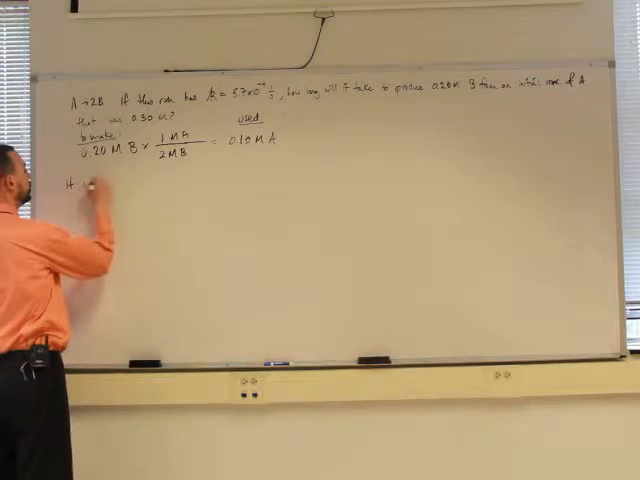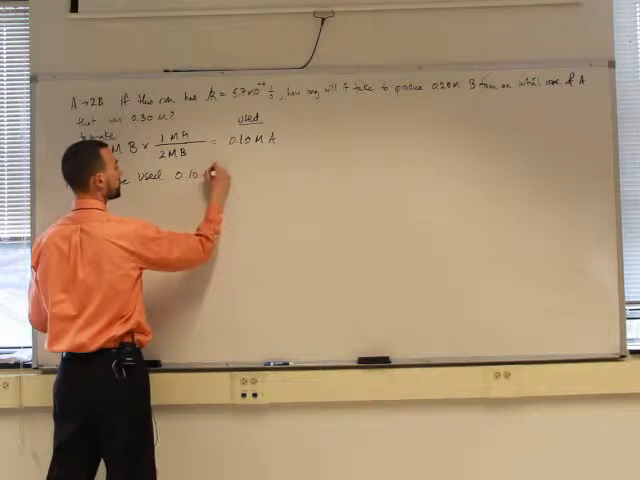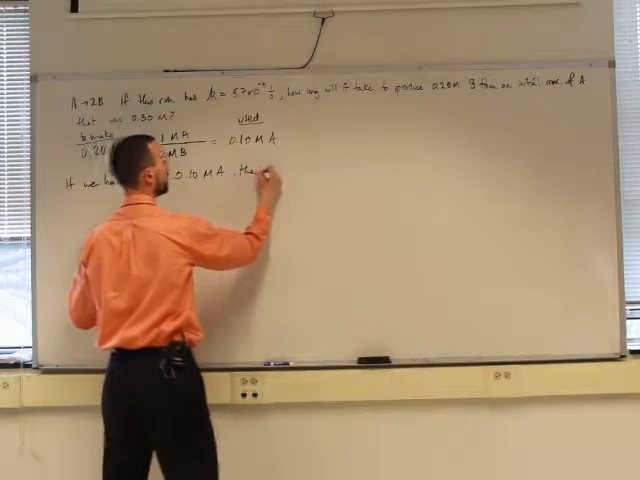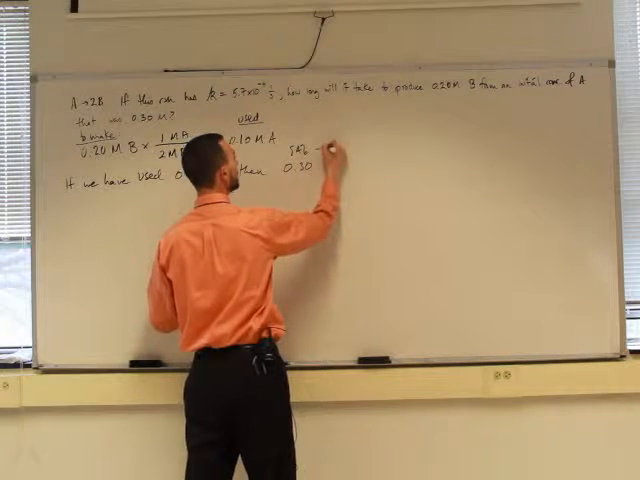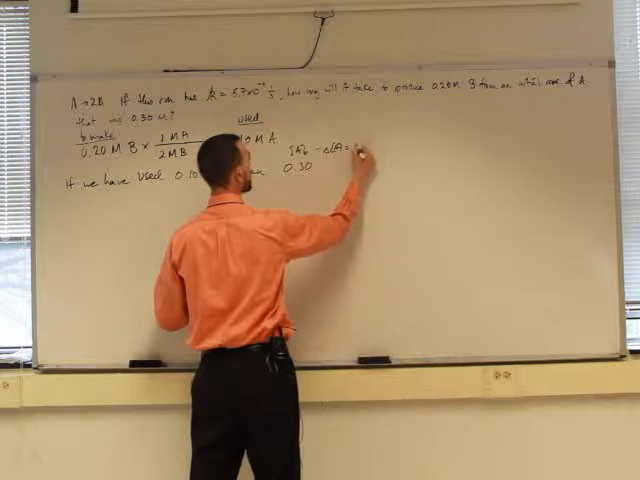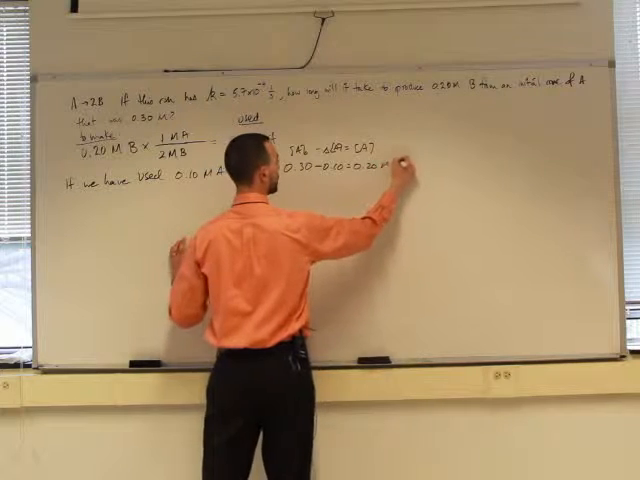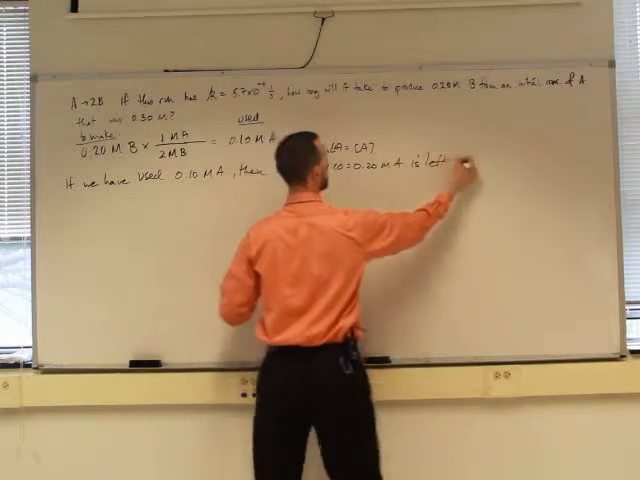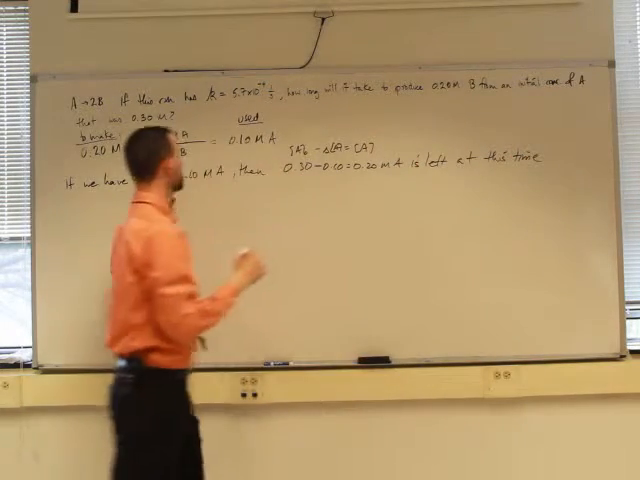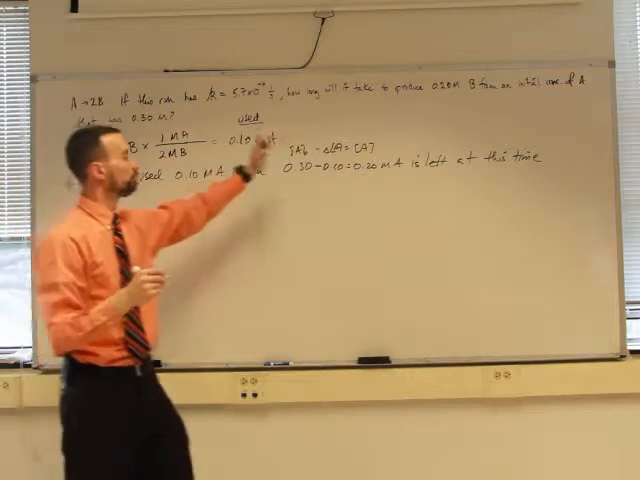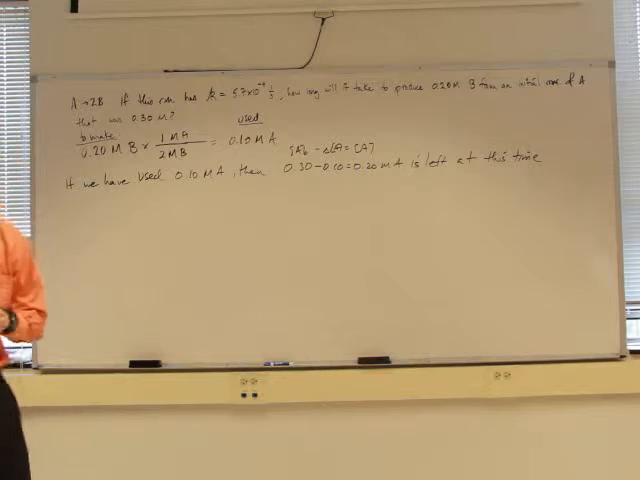So if we have used 0.10 molar A, then our initial amount, 0.3, minus the amount we've used, is going to be the amount that's left. So if we've used 0.1 molar A, then 0.2 molar A is left at this time. Now we're ready to solve.